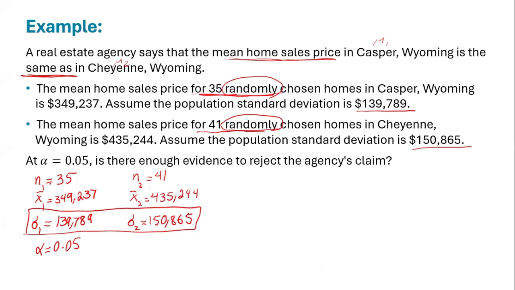Now, step 2, I need to write the null and alternative hypotheses based on the claim. The claim says that the mean home sale price in the first sample and the second one is the same. That means mu1 is equal to mu2. And you know we always put the equal sign in the null hypothesis, and this is my claim. If the null hypothesis is equal to, that means the alternative is not equal to. And this not equal sign tells me that I have a two-tailed test.